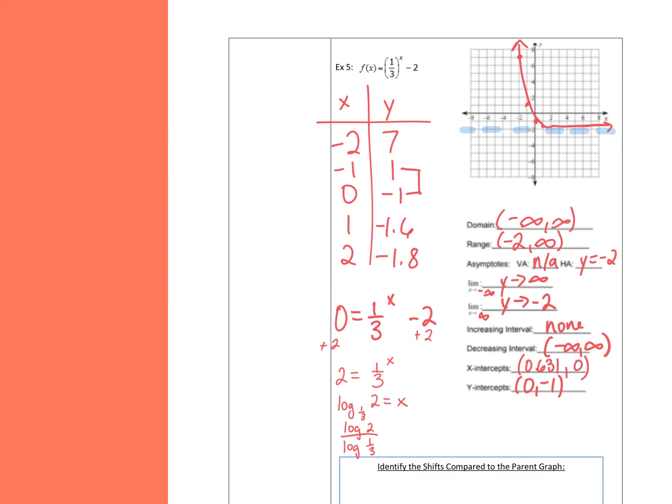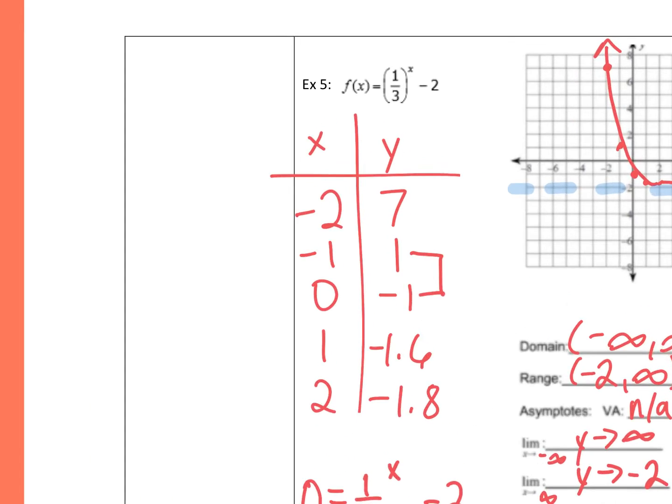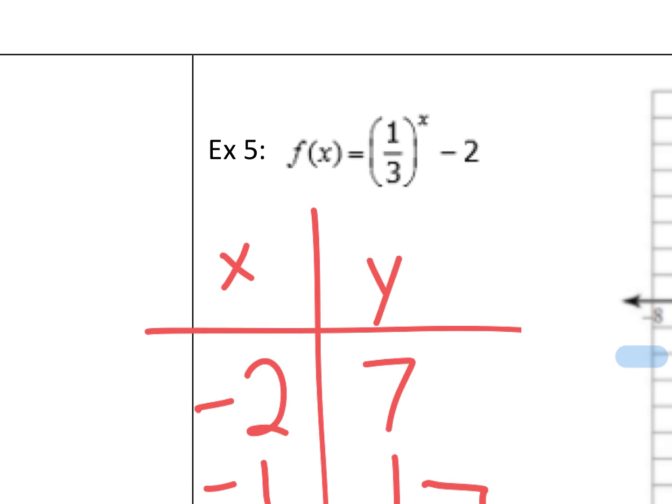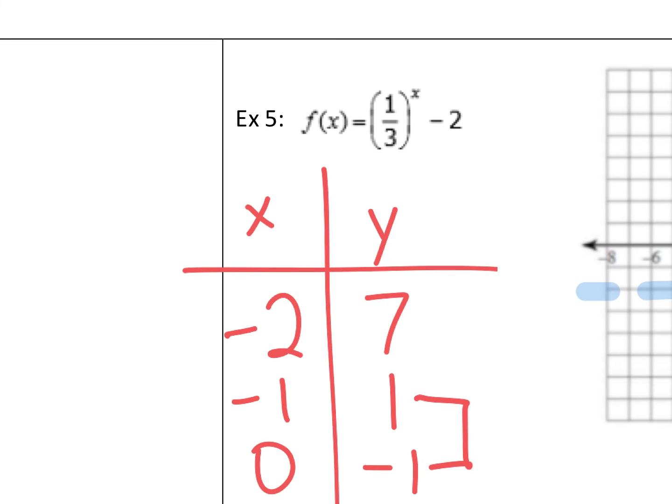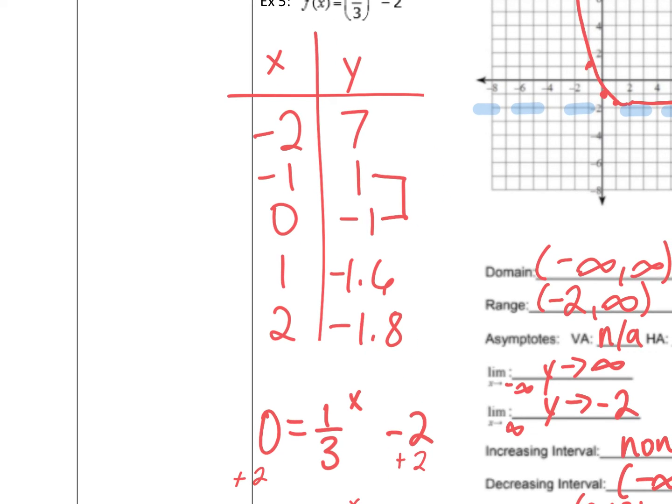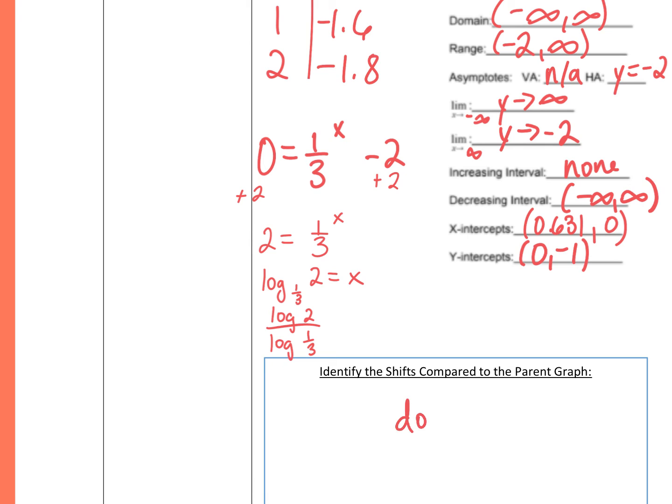Okay, and lastly, the one thing it does ask me is what is this going to do compared to the parent graph? Just down 2. Yep, that's it. I don't have to worry about anything else. Down 2.